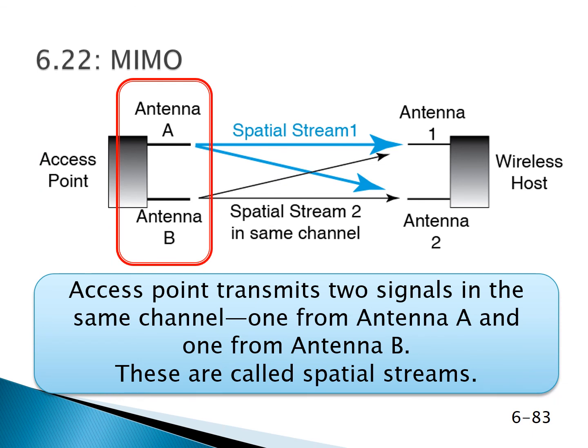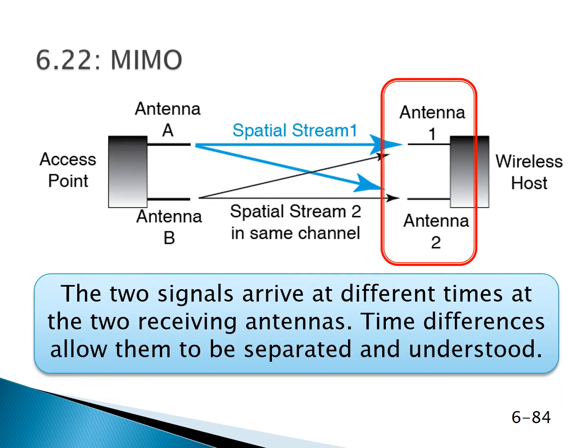This one is the MIMO that we talked about earlier. So what exactly is it? An access point can actually transmit two signals in the same channel. That's possible. When you have two antennas, you can send one signal from antenna A and one from antenna B. Antenna A will be sending like this, and antenna B will be sending like this, and the wireless host will also be receiving using different antennas. If there are multiple antennas, this is what is called the spatial streams.